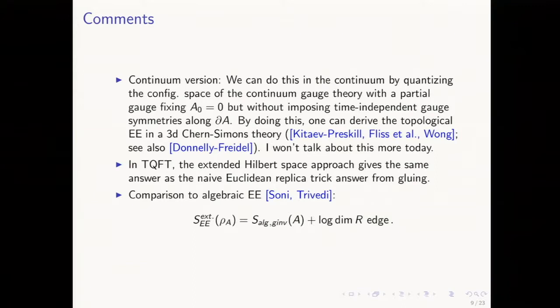And then a third comment is that we can compare this approach to the algebraic definition that I showed you a few slides ago. This extended Hilbert space definition differs from the algebraic definition of the electric center choice by the log dr term. So it includes the Shannon term, but not the log dr term. I think this was first pointed out by these people. But on an intuitive level, it's kind of clear that this log dr term is counting the correlations of these extra non-gauge invariant line operators that we added to our theory when we extended the Hilbert space. So we wouldn't expect a definition that was just intrinsic to gauge invariant operators to necessarily capture it.